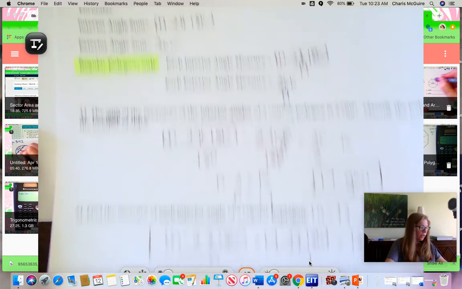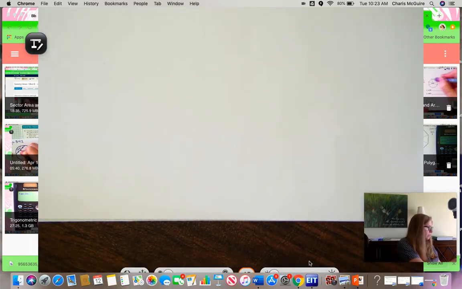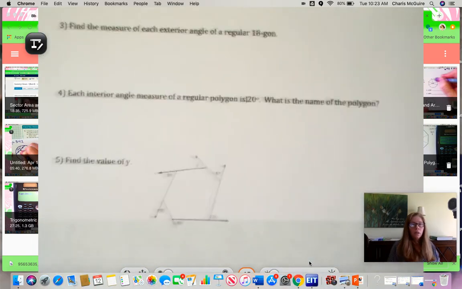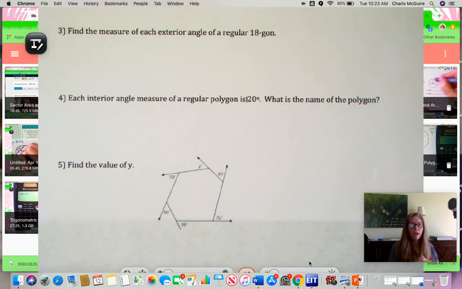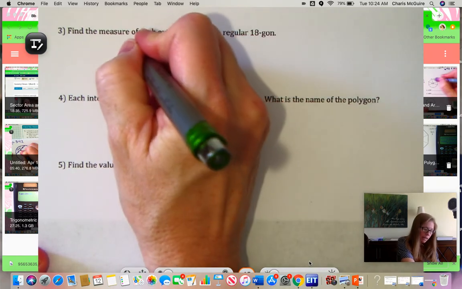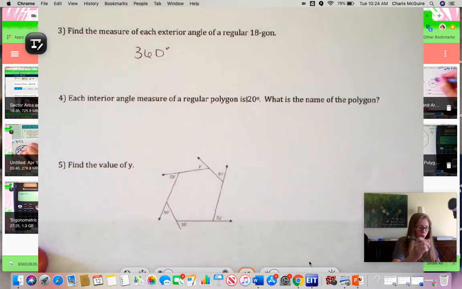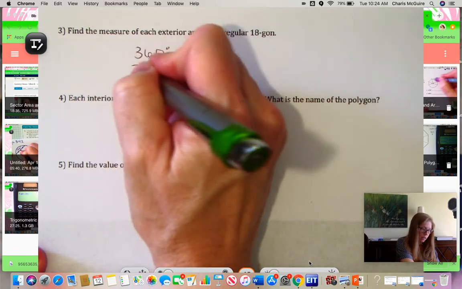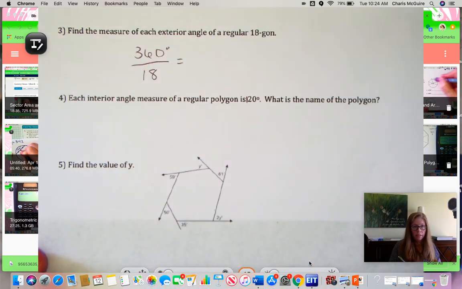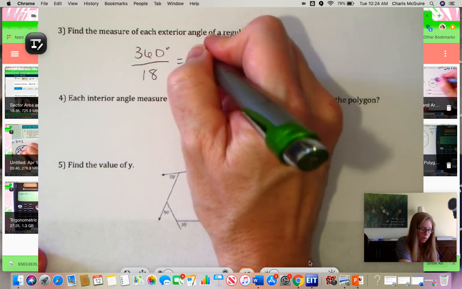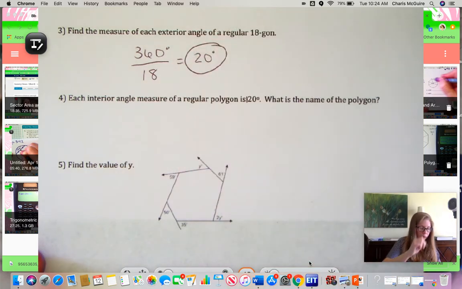All right, number 3. Number 3, find the measure of each exterior angle of a regular 18-gon. You can do this one. All right, did you get 20 degrees? I hope so. So exterior angle measures, lock this in, 360 degrees around every single polygon, and it's an 18-gon. So we're going to divide that by 18, and you know 18 times 2 is 36, right? So each exterior angle is 20 degrees.